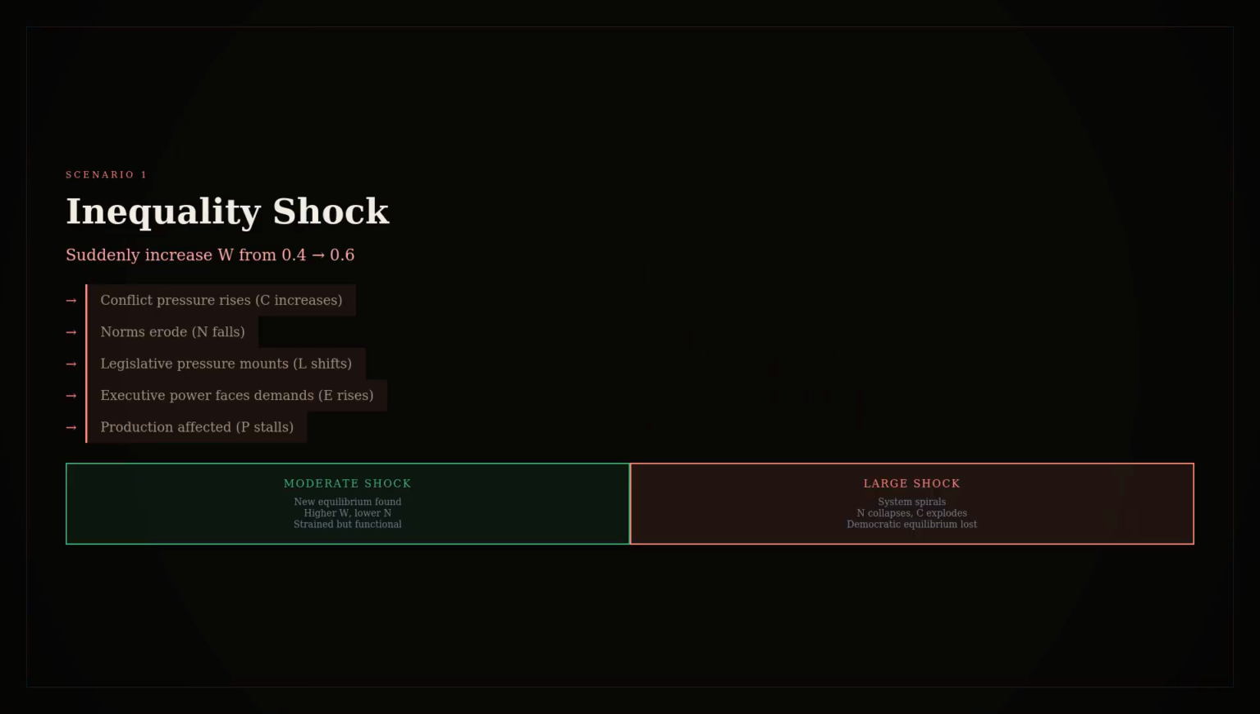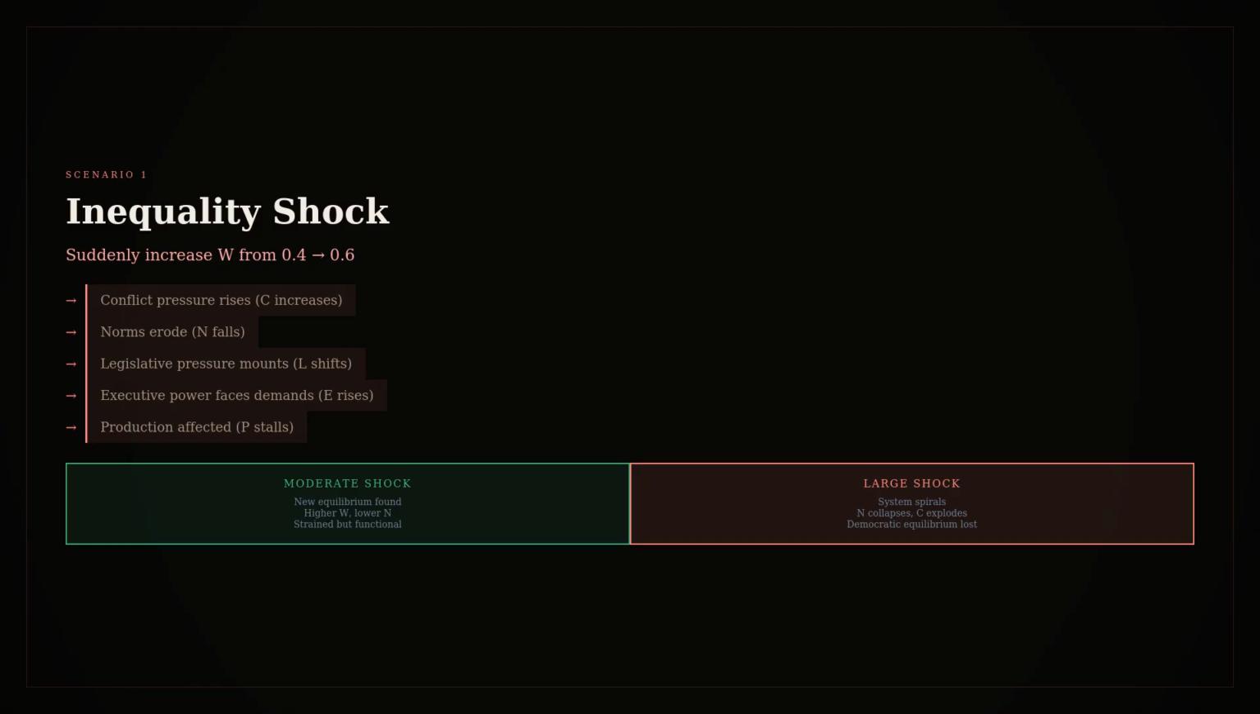Scenario 1. Inequality shock. We take our baseline society at equilibrium and suddenly increase W from 0.4 to 0.6. Maybe a technological revolution concentrates wealth. Maybe a policy change favors capital over labor. The mechanism doesn't matter for the simulation. Only the new state does. What happens next? Immediately, conflict pressure rises.